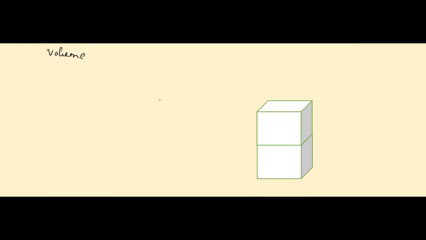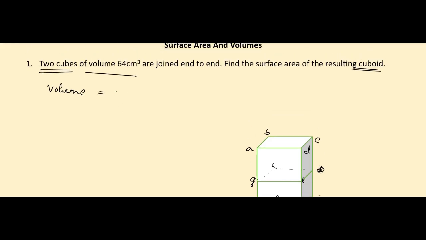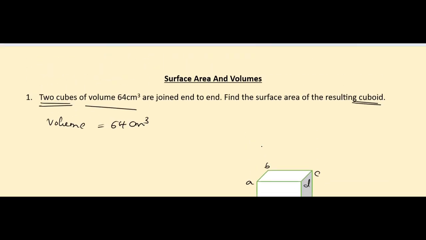So let us draw two cubes. Let us name the vertices A, B, C, D, E, F, G, and here also H, I, J, K, L, correct? They have given the volume of the two cubes, that is 64 centimeter cube. They are joined like this, end to end.